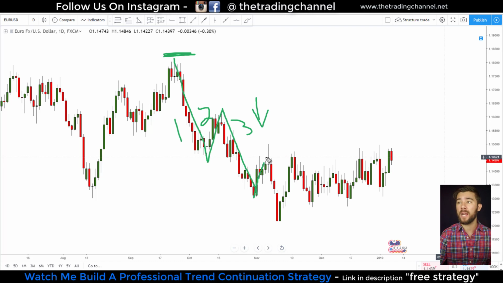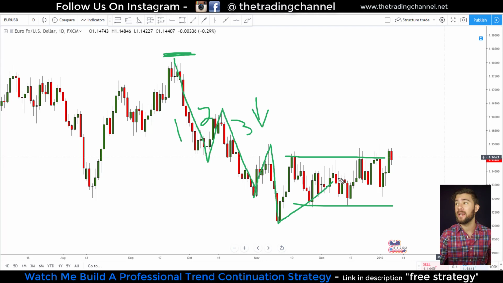We then get another pullback up. We get a pullback down. Now, in through here is what would confuse 90% of the traders. They'd be like, what does this mean? Is this a period of consolidation? What do I need to do during this period of consolidation? Well, that's a good question, but what if I told you nothing? What if I told you that right now we're actually still in an overall trend to the downside on the euro dollar?